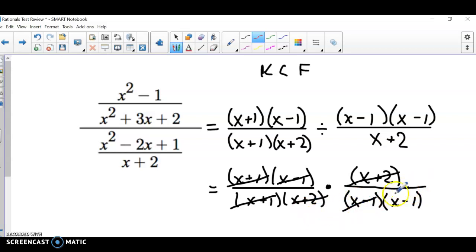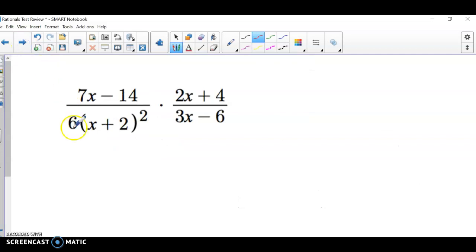And all I'm left with now is, I've canceled everything on top. All I'm left with is a 1. And all I'm left with on the bottom is an x minus 1. So we got that down to something that looked really nice from that big complex fraction. So the key is just write them side by side, keep, change, flip. And then once you've got everything factored, you can cancel things out as you know how to. So that one, we've got that.